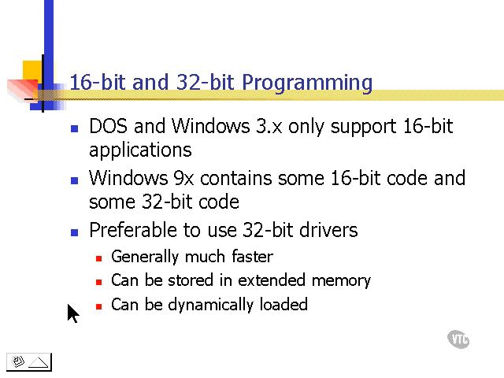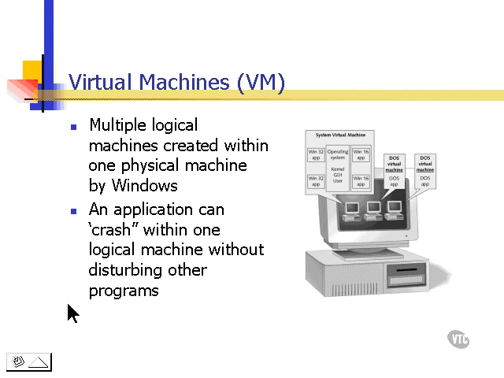Now, Windows 9X can create what we call virtual machines. Virtual machines are multiple logical machines that are created within one physical machine. So the advantage of a virtual machine is that an application can crash within one logical machine without disturbing other programs. The memory management process is called paging.